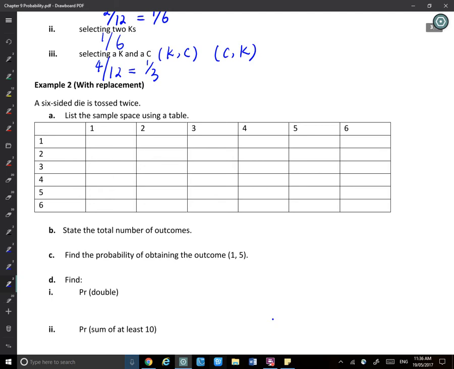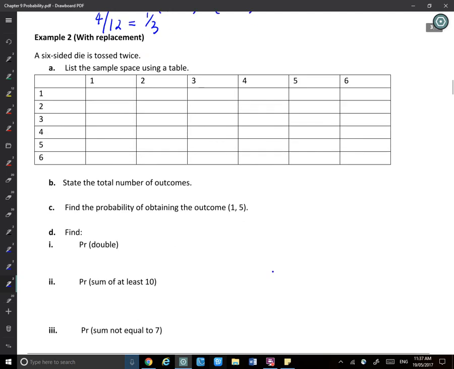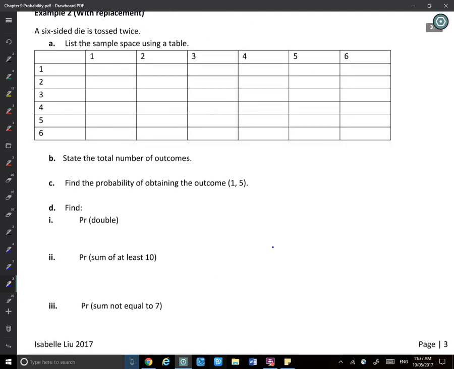Okay, but have a think. If you toss a 1 the first time, will you still have a 1 the second time? It's still possible, right? So you need to replace the number back. So it's a with replacement question, so you will have everything in the box. I'm not going to list all of them, but just let me know what is the total number of outcomes.